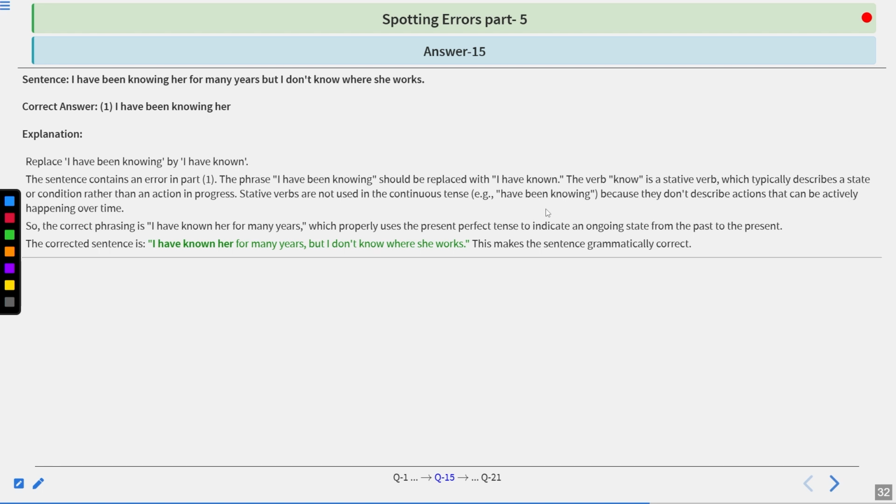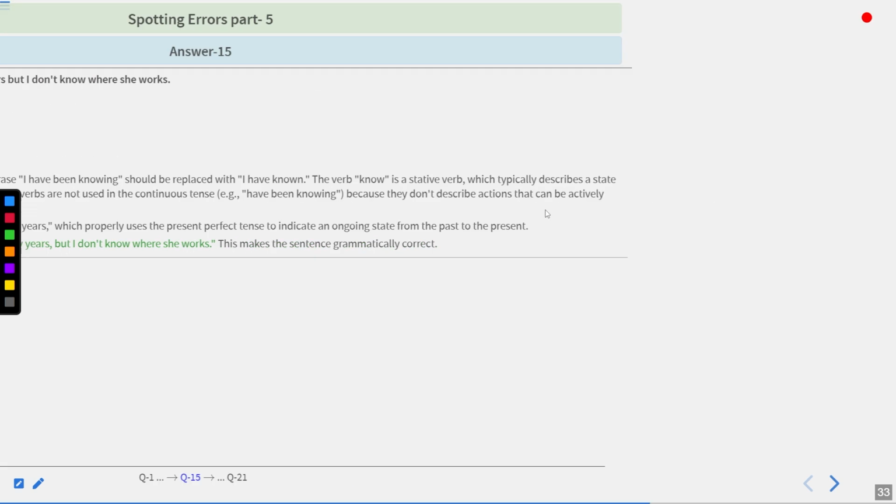So the correct phrase is "I have known her for many years", which properly uses the present perfect tense to indicate an ongoing state from the past to the present. The correct sentence is "I have known her for many years, but I don't know where she works." This makes the sentence grammatically correct. I hope you have understood. Let's move to the next question.